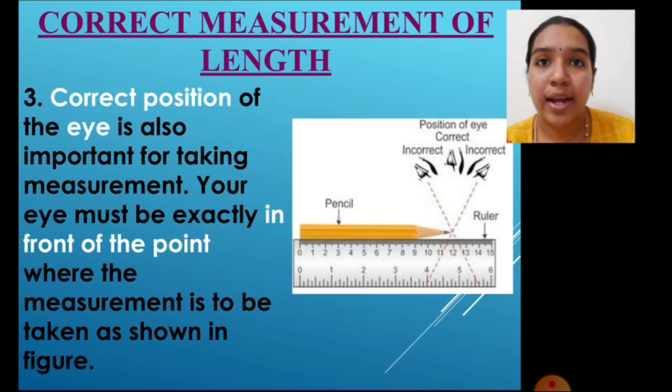Third is, while reading the measurement, the correct position of the eye should be in front of the point, otherwise we get incorrect results.